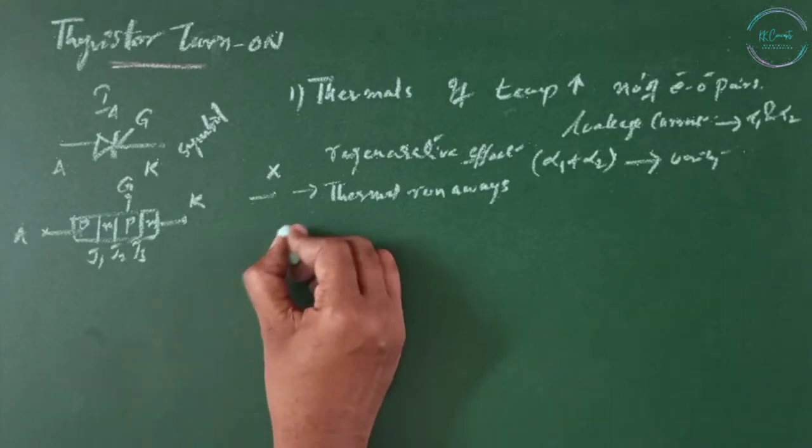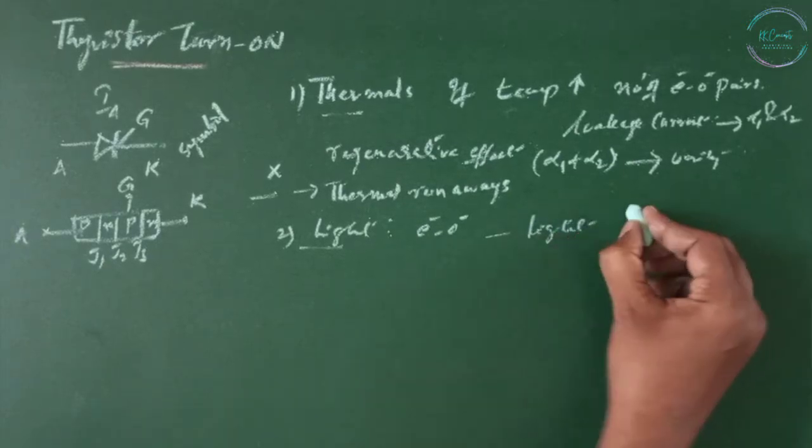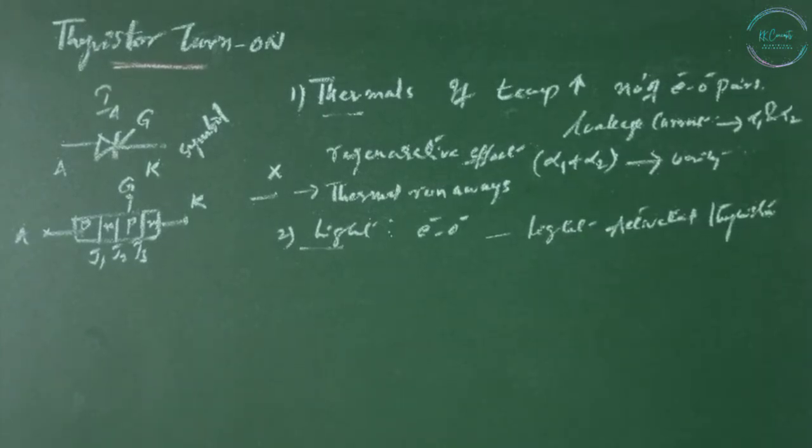Then the second one, light. If the light is allowed to strike the junctions of thyristor, the electron hole pairs increase and the thyristor may be turned on. Since electron hole pairs increase, the leakage current increases, which again increases alpha 1 and alpha 2. So by regenerative effect, alpha 1 plus alpha 2 tends to unity, thereby the thyristor is going to turn on. So the light activated thyristors are turned on by allowing light to strike the silicon wafer. Light activated thyristor will use this type of turn on process.